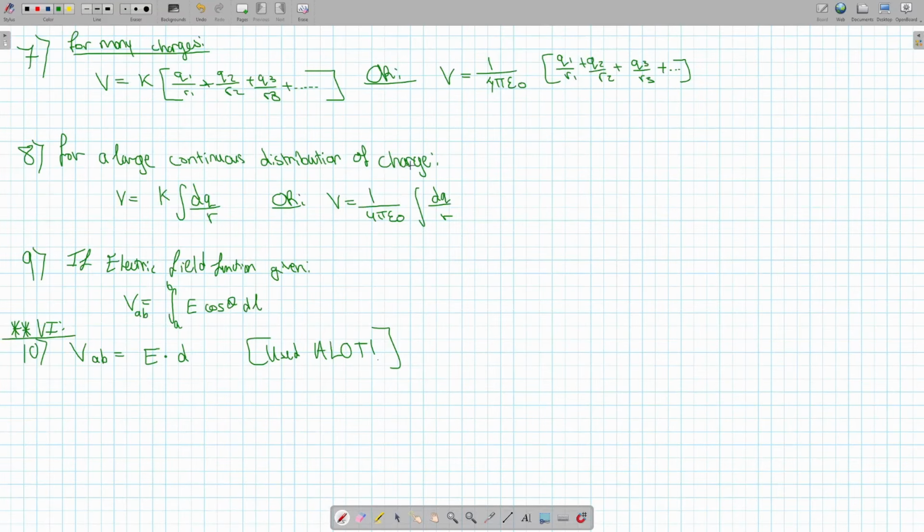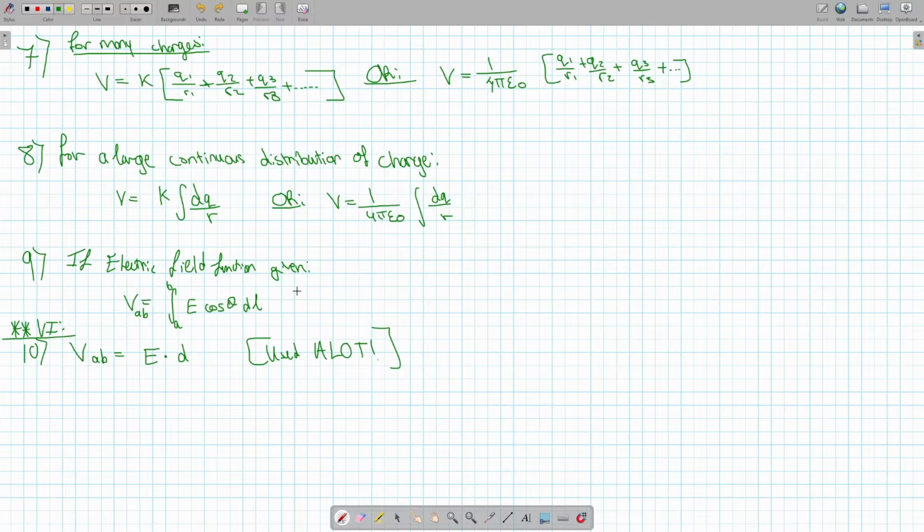Now, this one you may think is not important, but I saw it in my prep list and that basically means you could see it in the exam, so I don't want to make any promises. For a large continuous distribution of charge, K integral dq over R, or 1 over 4 pi epsilon node integral dq over R. Again, better to memorize the second one, the one with 4 pi epsilon node.